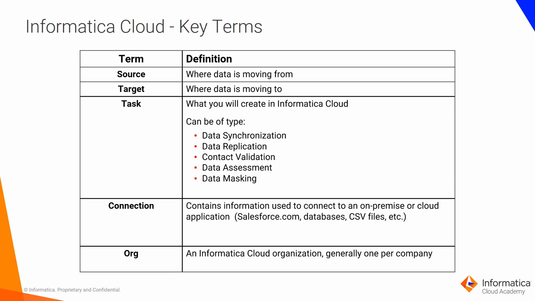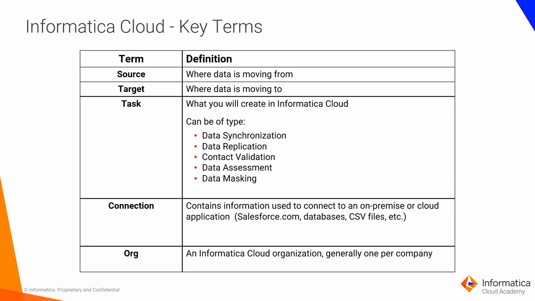Tasks are what you will create in Informatica Cloud. They hold the specifics of the data integration job, including the source and target, data mappings, and any advanced options. Tasks can be any of the types that we talked about previously: data synchronization, data replication, etc. A connection holds the information needed for Informatica Cloud to connect to your data sources and databases.